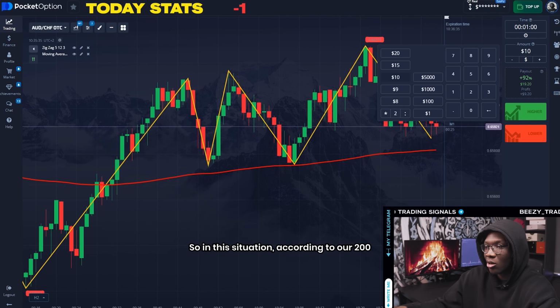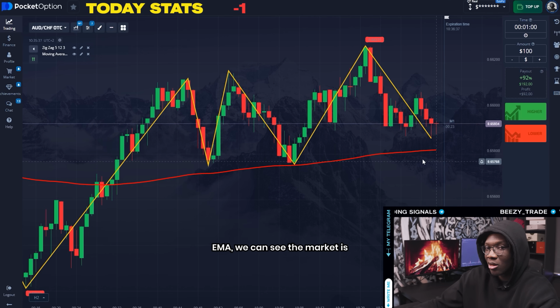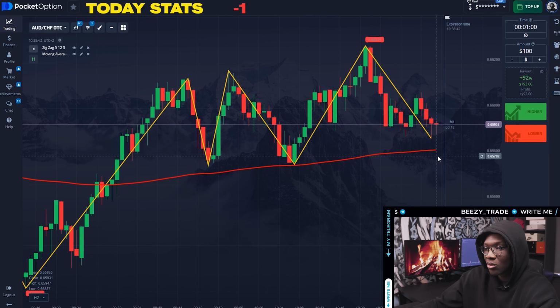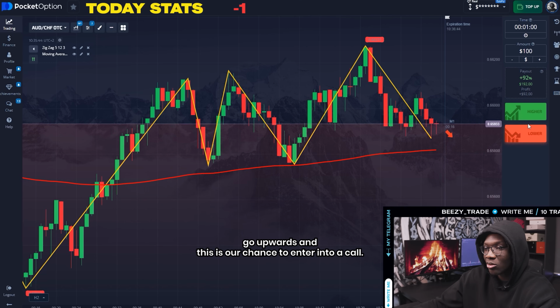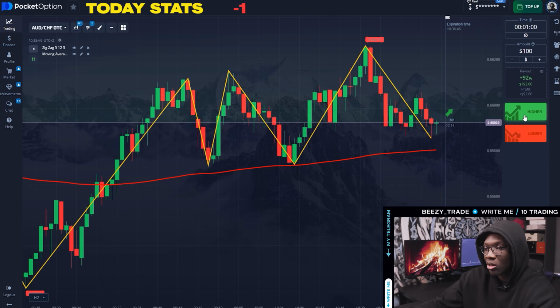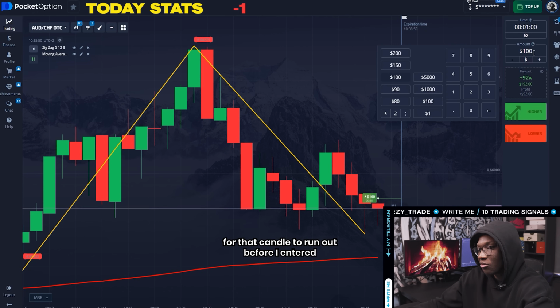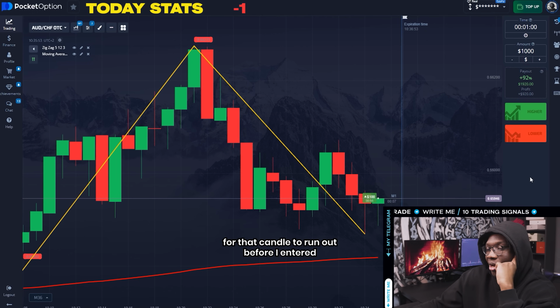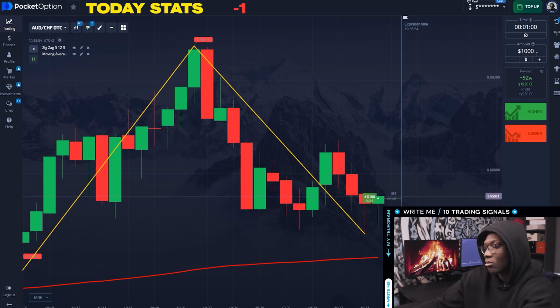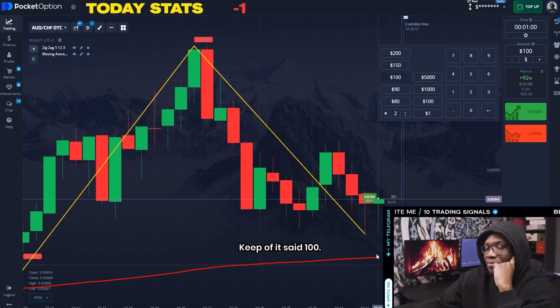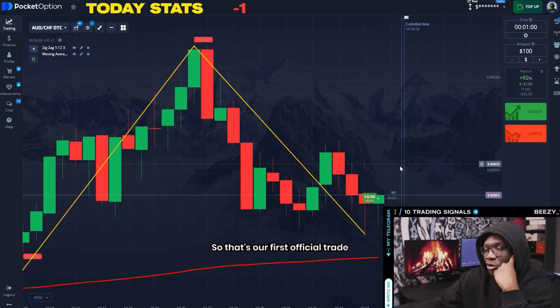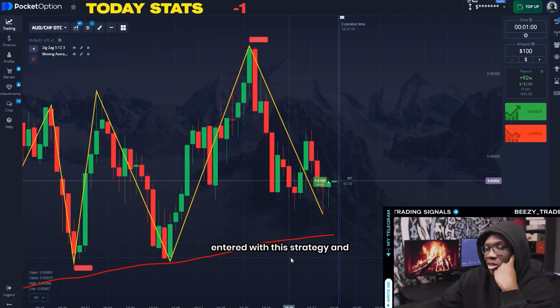So in this situation, according to our 200 EMA, we can see the market is going to go upwards, and this is our chance to enter into a call. So we'll enter a little bit earlier. I feel like I could have waited a little bit for that candle to run out before I entered. Let's keep it at 100. So that's our first official trade we've entered with this strategy.